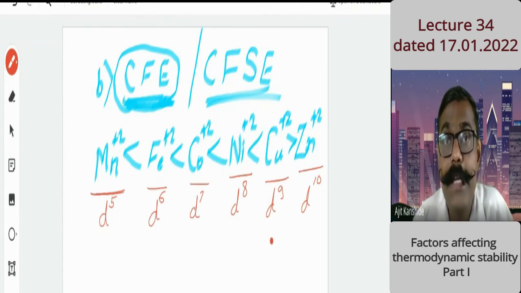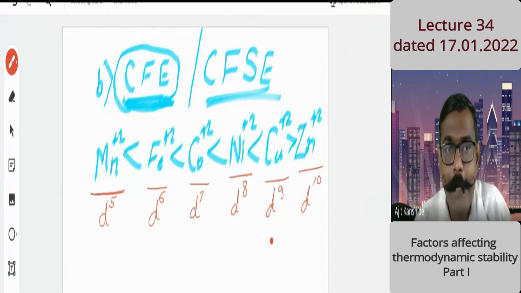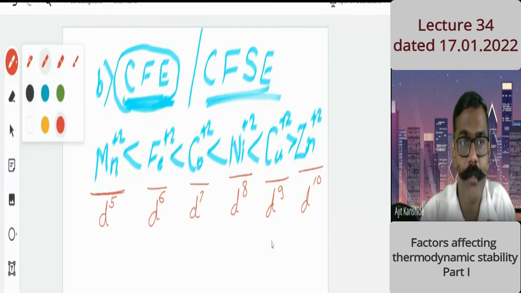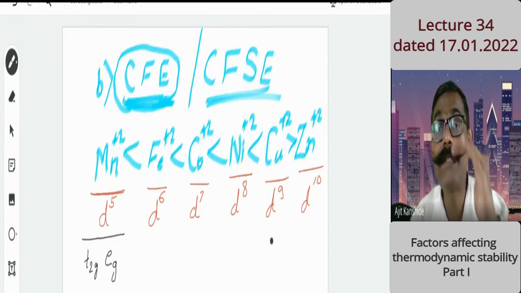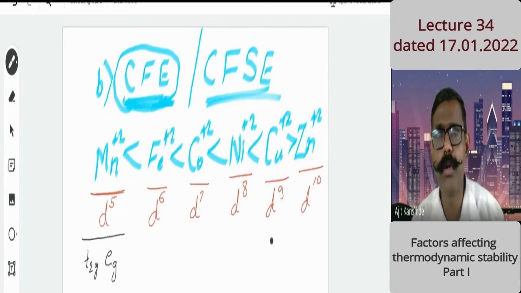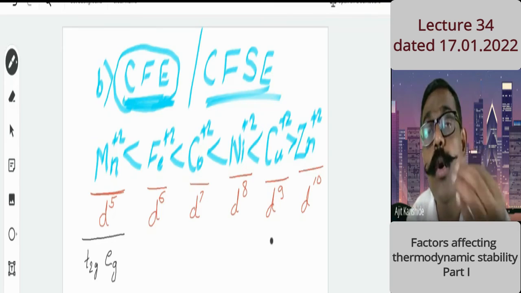Because of the difference in the number of electrons and the arrangement of those electrons in the various d orbitals, the stability varies. If you have to arrange 5 electrons, how will you represent them? In the t2g orbitals, how many electrons will be there? And in the eg orbitals, how many? I'm talking about high spin complexes, weak field ligands, less stable complexes, say simple octahedral complexes.